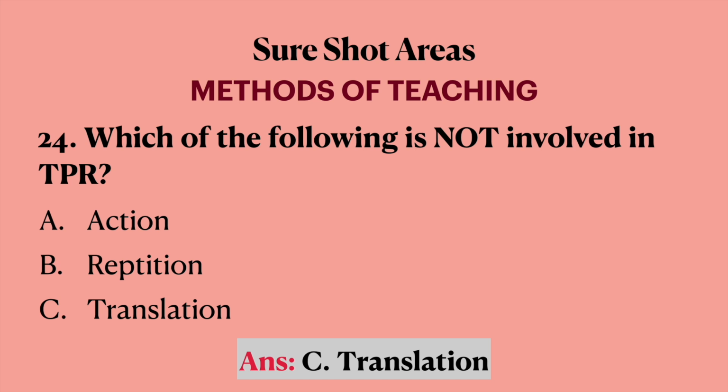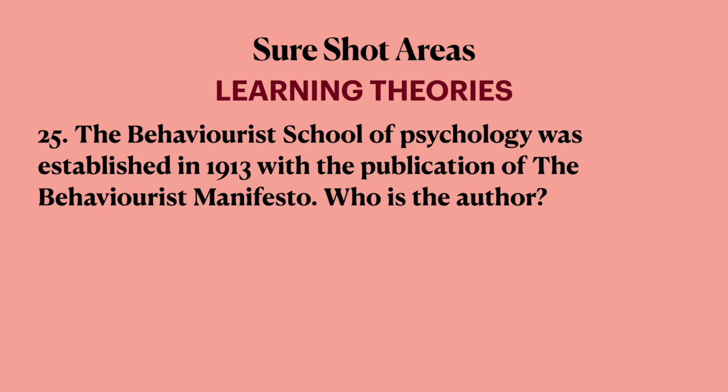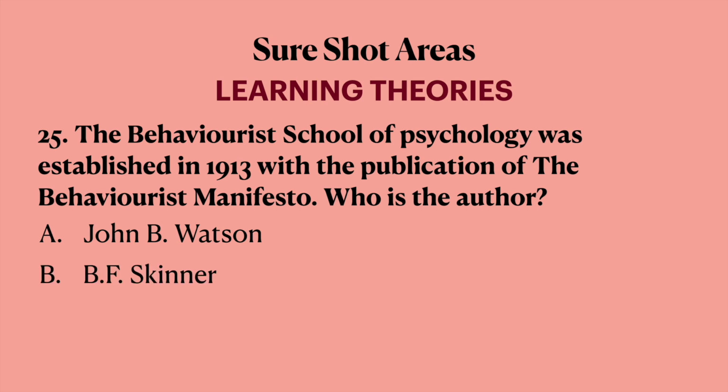Okay. It's from Learning Theories. And the question is, the behaviorist school of psychology was established in 1913 with the publication of the Behaviorist Manifesto. Who is the author? Option A, John B. Watson. Option B, B.F. Skinner. Option C, Albert Bandura. Have you heard these names, guys?